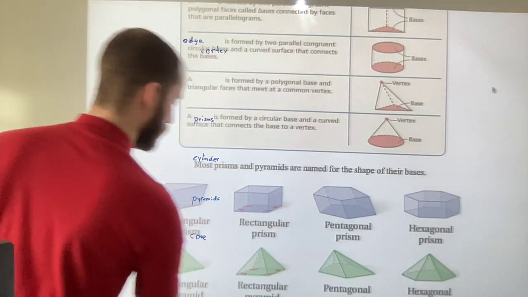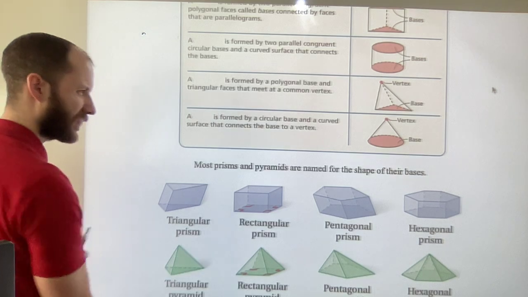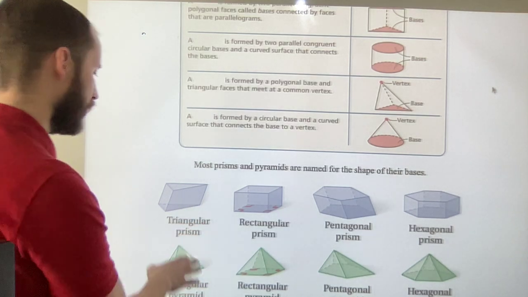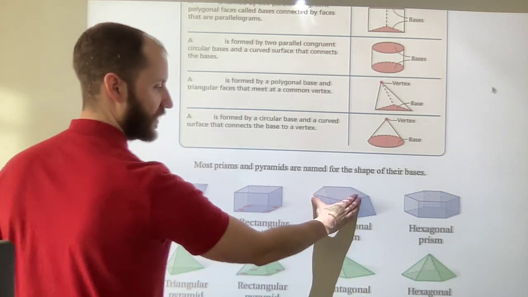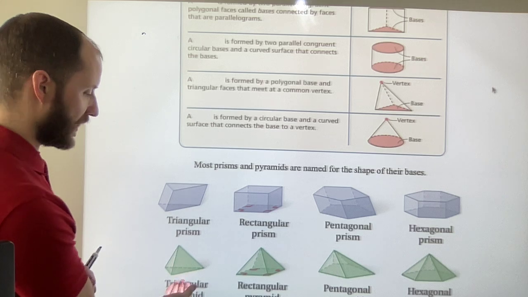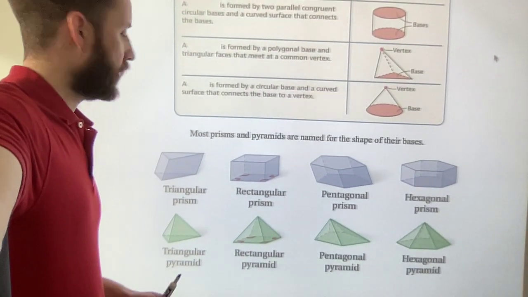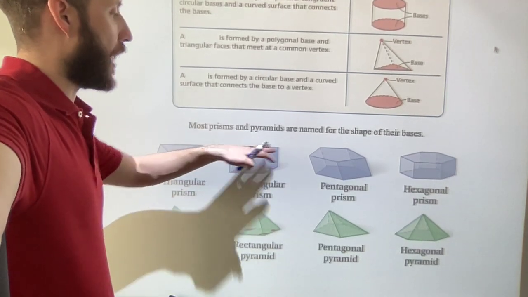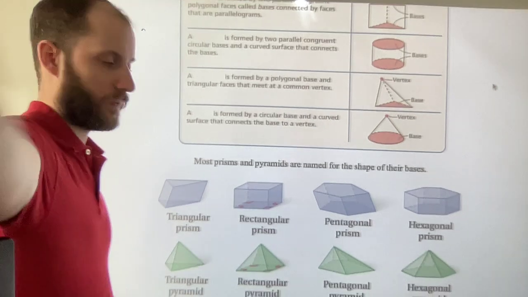Here we have some pretty common types of shapes. So, triangular prism, pentagonal prism, hexagonal prism, and then pyramids. Also, can you see pyramid? There we go. So kind of pyramids, you see the top face has been removed from those.